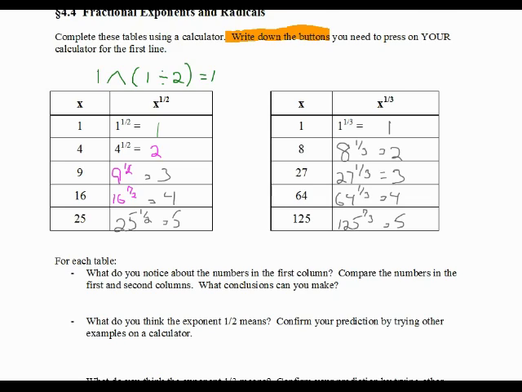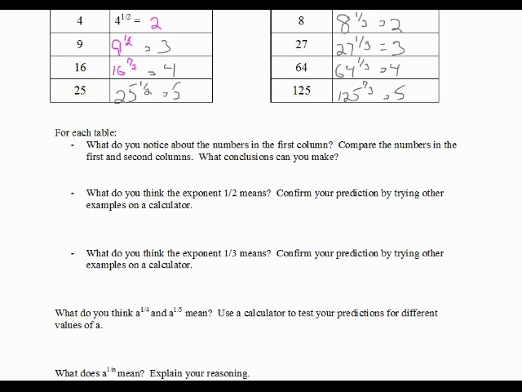Okay, next page, or bottom of the page. What do you notice about these numbers? Well, hopefully you notice that the second column is the square root of the first. And in this column, it's the cube root on the second table. Okay, the second column is the cube root of the first. So what do you think the exponent of 1/2 means? Well, it means square root.